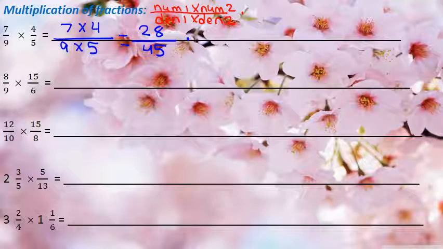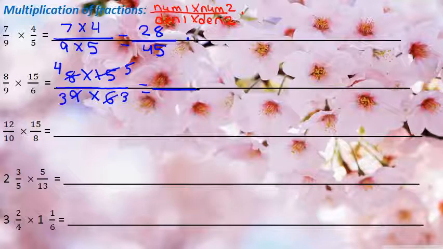Now 8 over 9 times 15 over 6, big line of a fraction. 8 times 15 over 9 times 6. Is there any common factor between 8 and 9? No. Between 8 and 6, they are both divided by 2. 8 by 2 is 4 and 6 by 2 is 3. Between 15 and 9, they are both divided by 3. 15 by 3 is 5 and 9 by 3 is 3. No more common factors. Now we multiply. 4 times 5 is 20 and 3 times 3 is 9. 20 over 9 is an irreducible fraction.